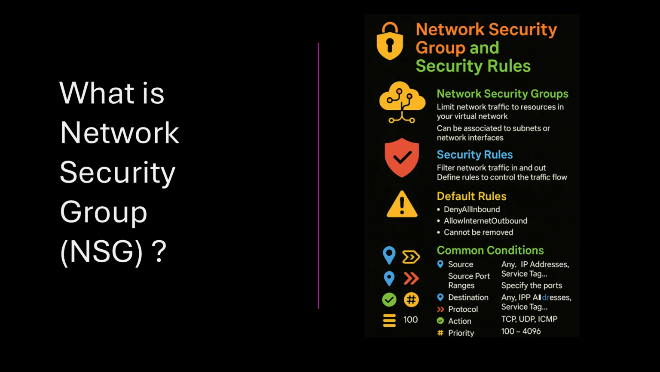Let's say you have two subnets: Web subnet for public-facing VMs, DB subnet for databases. You can apply an NSG to Web subnet that allows only HTTP/HTTPS traffic. Apply another NSG to DB subnet that only allows traffic from the web subnet's IP range on port 1433 for SQL. This way, you've isolated your database and minimized the attack surface.